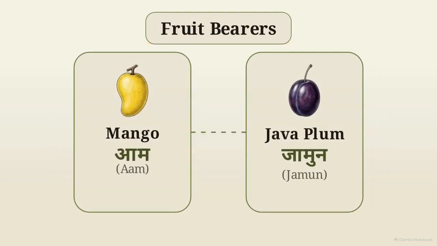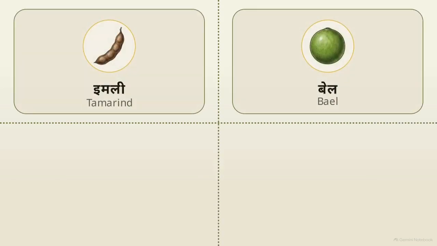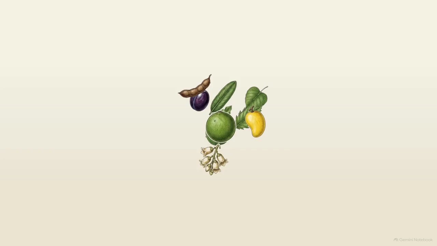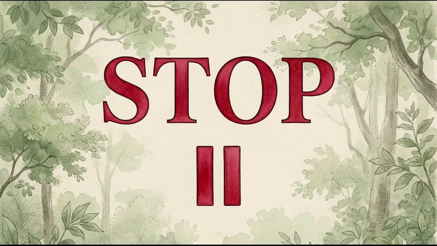Rounding out the fruit and local utility batch, we bring in the tamarind, imli, followed by the bael, then the mahua, and finally, the arjun tree. Isolating leaf geometry and fruit yield provides the primary visual markers used to filter these giants into their respective botanical groups. Stop the video for a second. Try to name 3 of the trees we just covered without looking at the text. Active recall is how these terms stick.